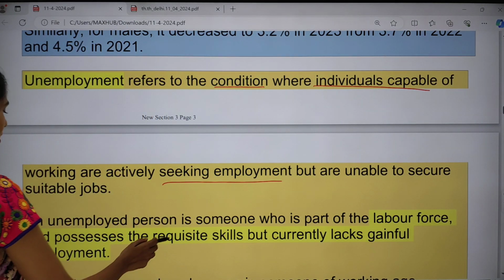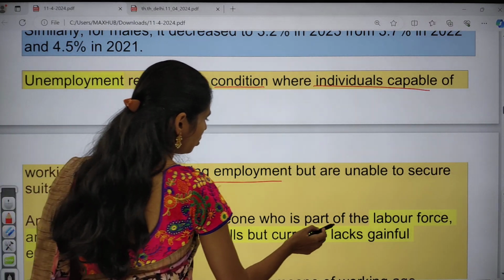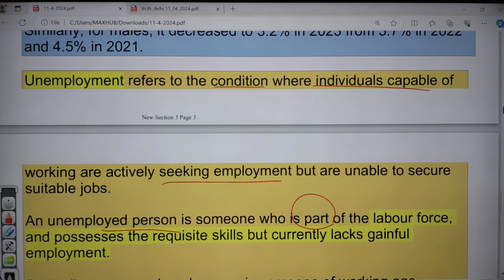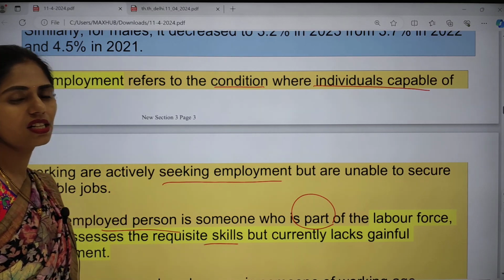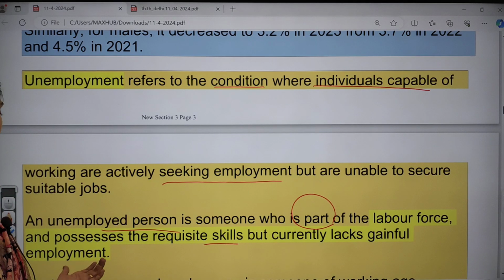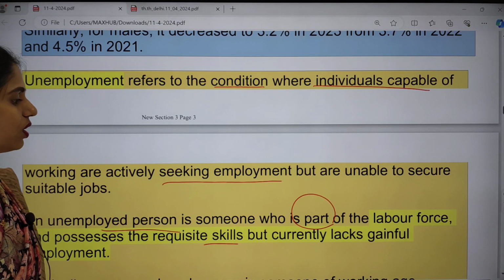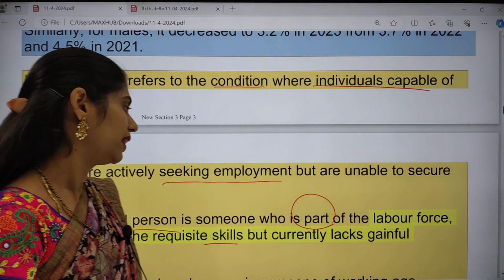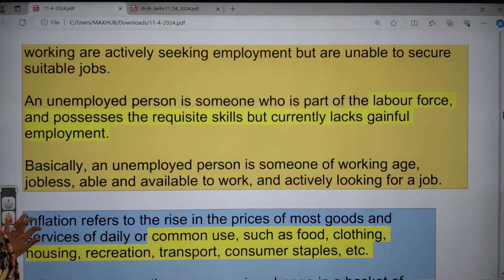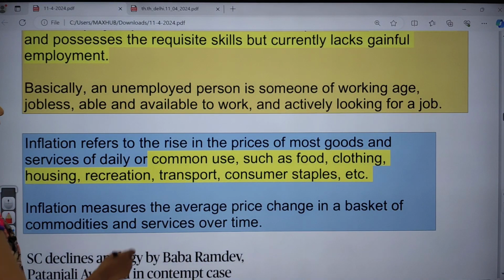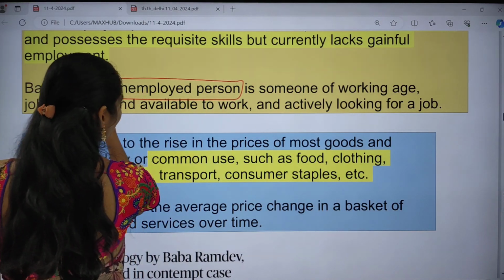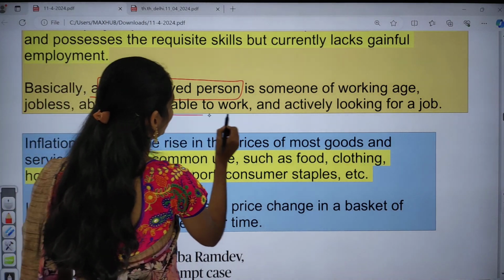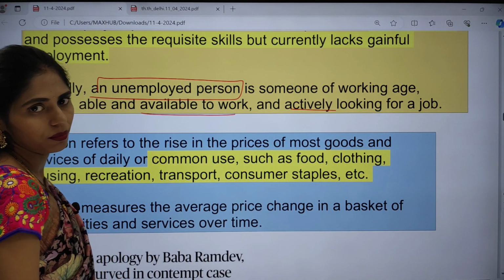An unemployed person is someone who is part of the labor force and possesses the requisite skills, that is the required skills, but lacks gainful employment. Even though they are part of the labor force and have skills, they are not getting employment. This condition is called unemployment. Basically, an unemployed person is someone of working age who is jobless and available to work, actively looking for a job.